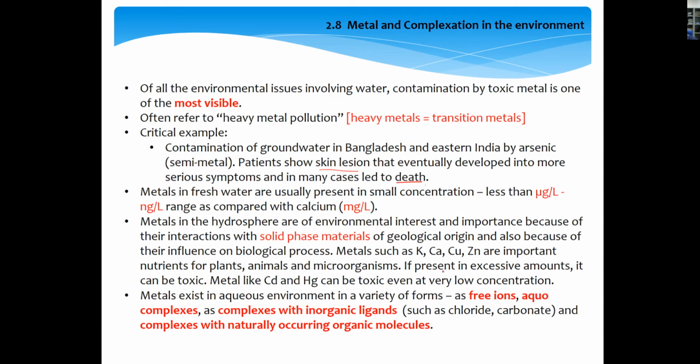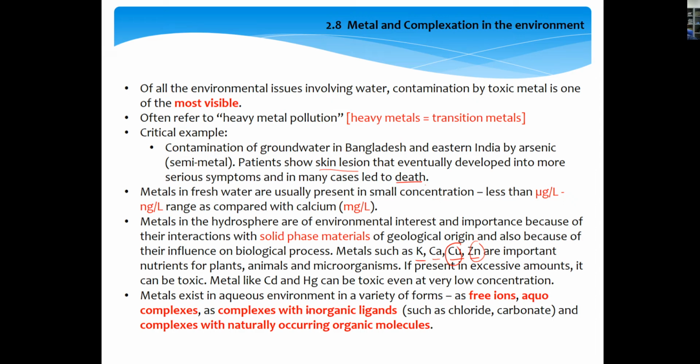So metals such as copper, zinc, calcium, or potassium are nutrients for the plant. But some of the metals, when they appear in excess amounts, will turn toxic, especially copper and zinc. Some metals like cadmium and mercury can be very toxic at a very low concentration.